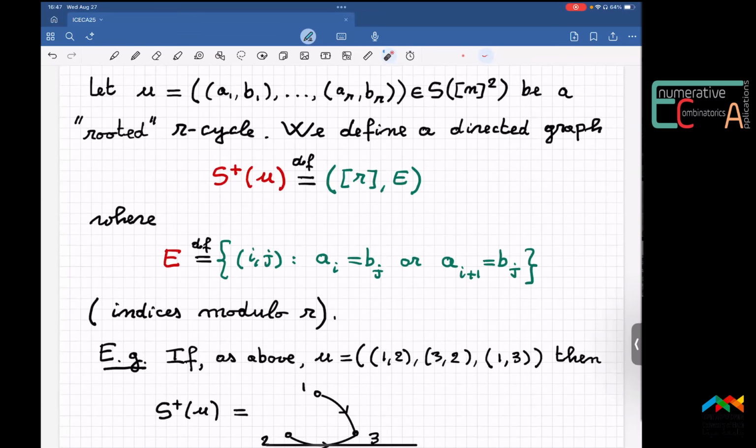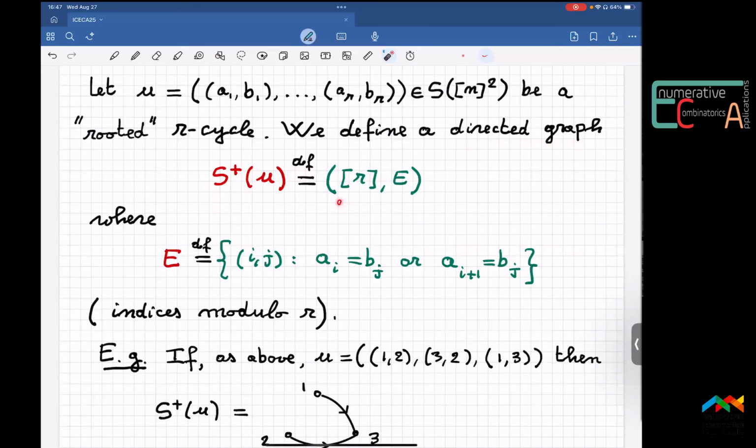So take an r-cycle in n square, and I assume that it is a rooted r-cycle, by which I mean that I have chosen a first element, a1, b1. So of course I have r possible choices, as we will see. It doesn't matter which one I choose, but I need to choose one. Then I'll associate to this cycle a directed graph, which I'll denote by S plus of u.